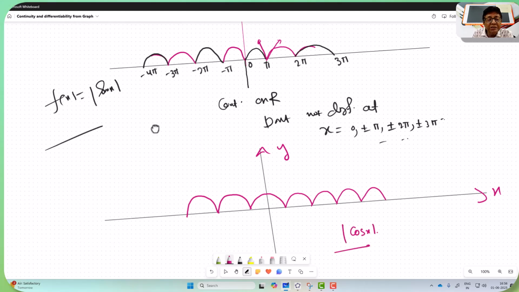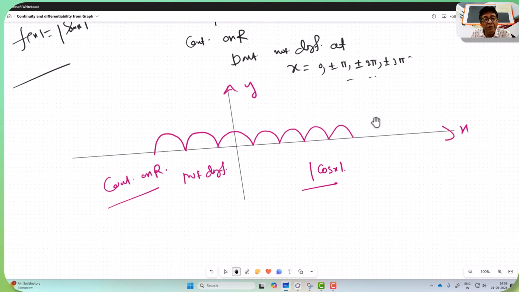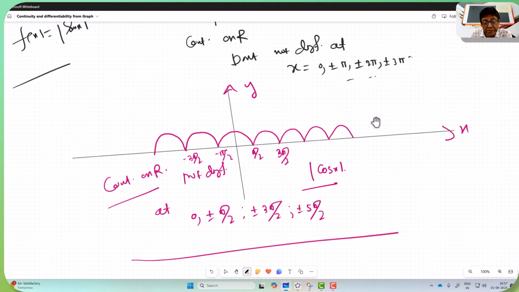Here also you can see it is continuous on R, everywhere continuous, but not differentiable. Not differentiable when? Not differentiable at odd multiples of pi by 2, that is plus minus pi by 2, 3 pi by 2, minus 3 pi by 2. So not differentiable at those points. Okay, this is the concept.